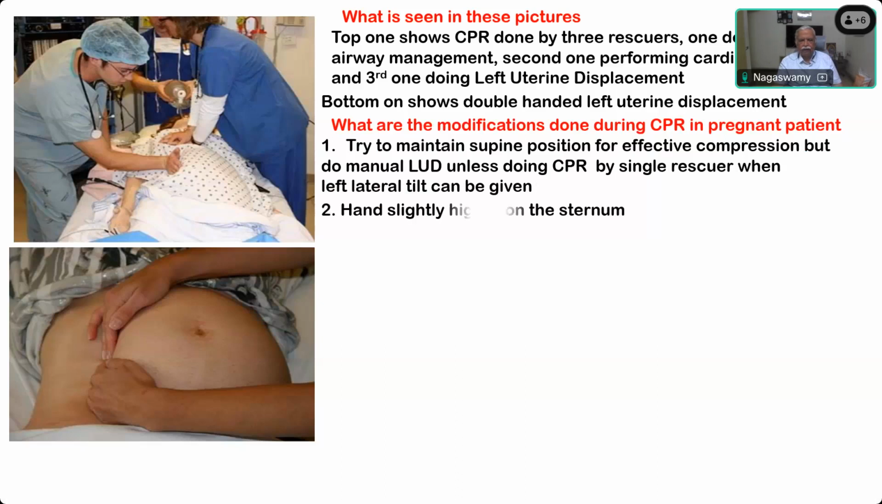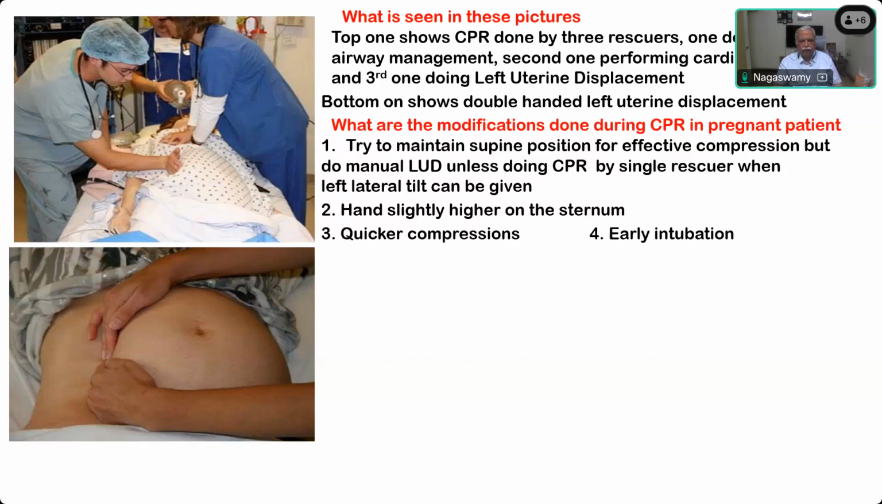Anything else? Hand position slightly higher on the sternum. Because of the pregnant uterus, don't go to the lowermost part of the sternum. So the hand should be on a slightly higher position on the sternum. Quicker compressions, more than 50 compressions.